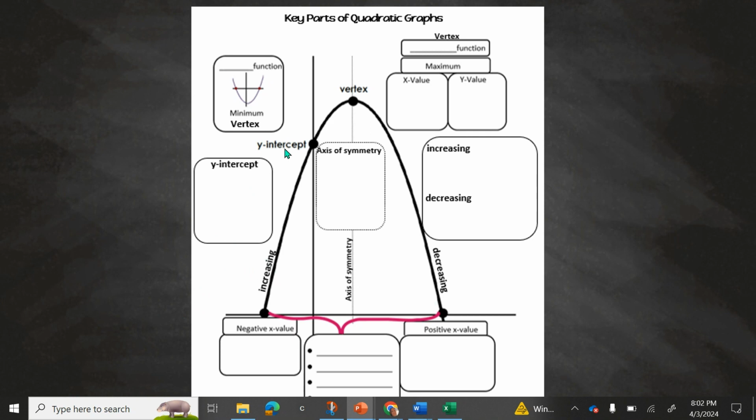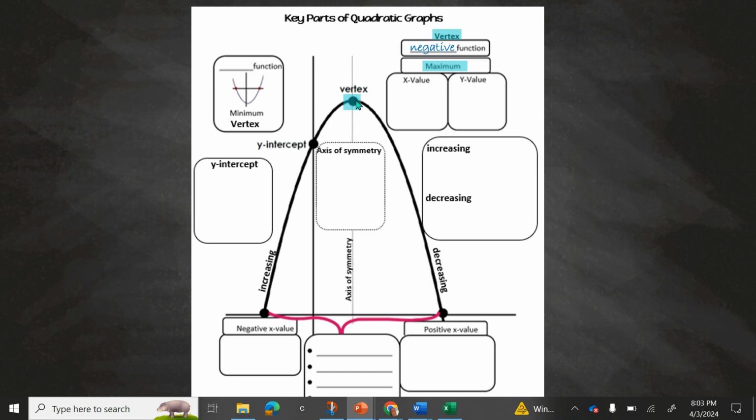All right, so here we're looking at a quadratic function, and we're going to list the key parts of a quadratic graph. So this here, first of all, is called a parabola. And this parabola has a vertex. Because it is a negative function, meaning the parabola is opening down, it has a maximum.